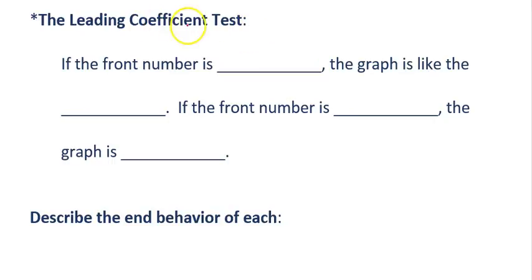The leading coefficient test. The leading coefficient is the number that's in front of the highest power of x when you line it all up. If that front number is positive, then the graph is going to look like the original. In other words, if it's an even, it's going to face up. If it is an odd, it's going to resemble the x cubed. If the front number is negative, it will be flipped, and it will look the opposite way.